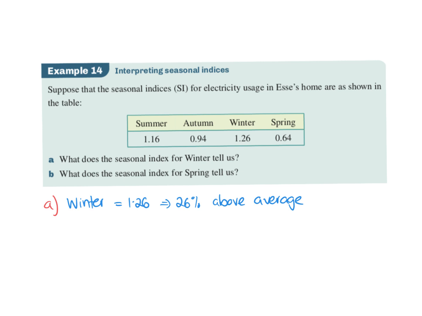In B, we look at the seasonal index for spring. In spring, the seasonal index is 0.64, so that's going to be below average. How much below is it? If you're 100, how much below? Yes, 36% below average. So this is just us interpreting a seasonal index. They've given us a seasonal index and they're asking us to interpret it: what does that tell us?